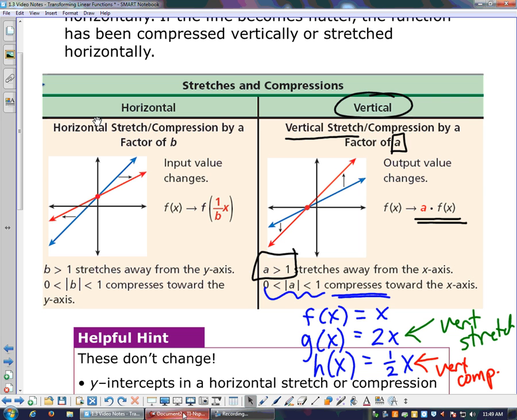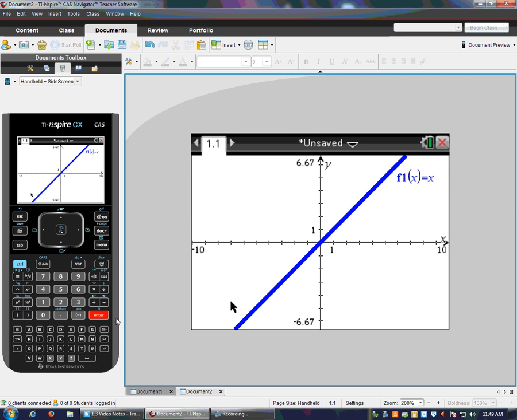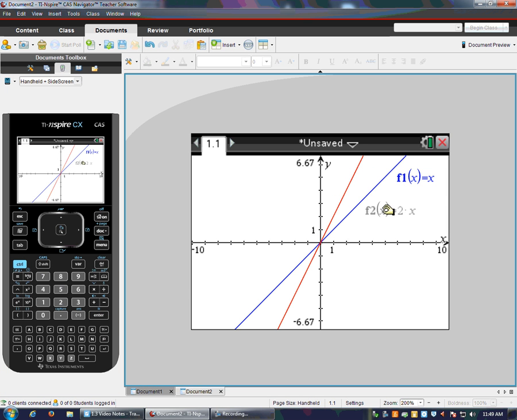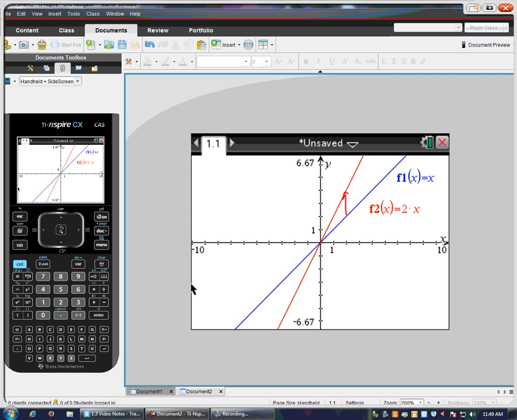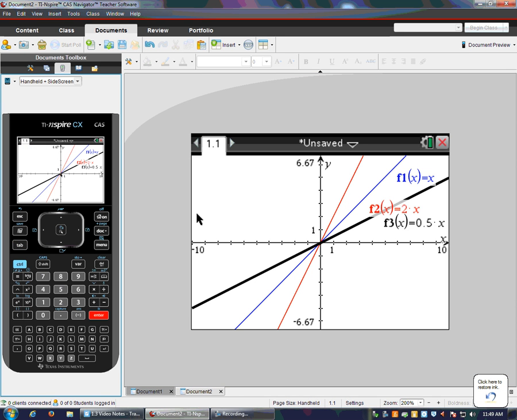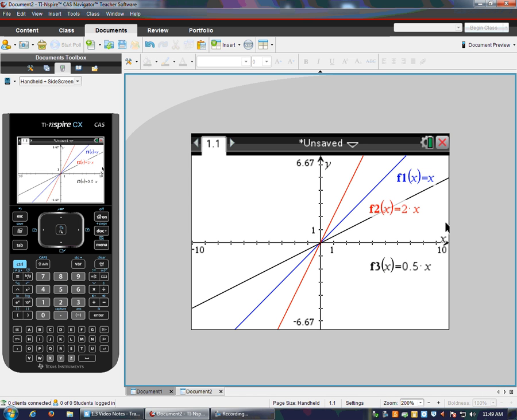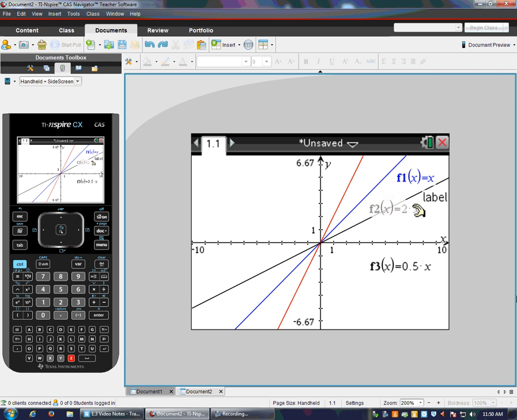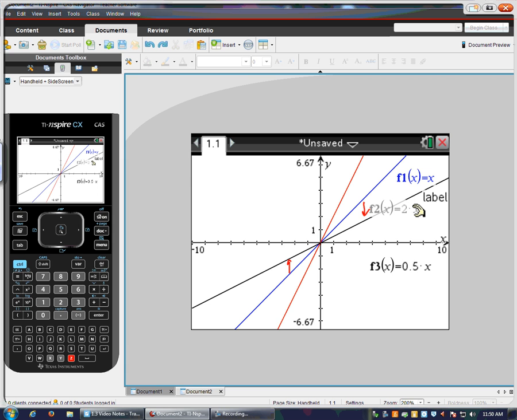Sure. So let's take a look at the graphs of those. There's f of x equals x, our original function, and then if we have f of x equals 2x, we can see that that's vertically stretched. Things are getting pulled away from the x-axis. And then if we have that last function, f of x equals 1/2 x, which we can type in as 0.5x, you can see these values on the original are being pulled towards the x-axis to get that compression.